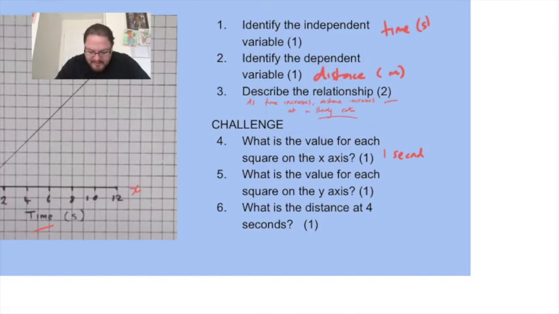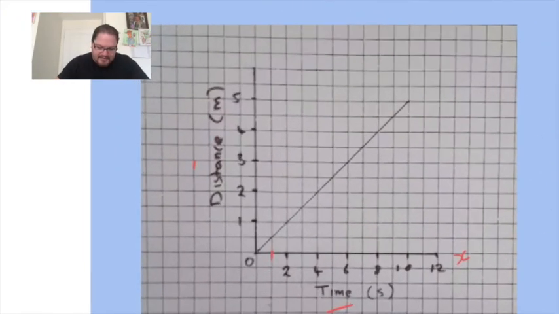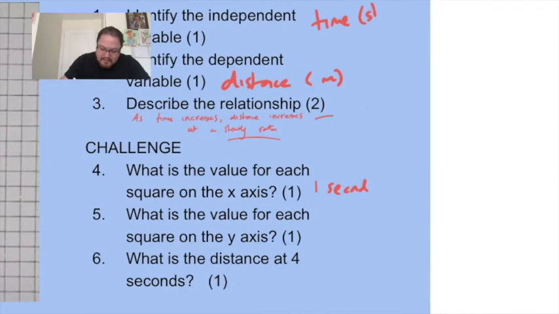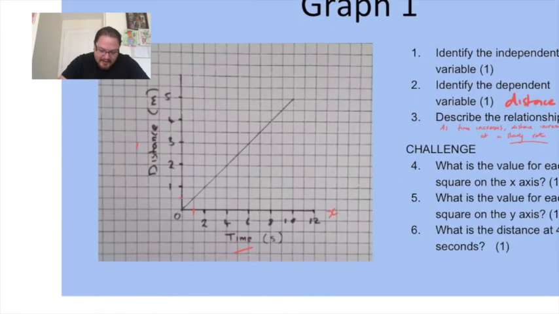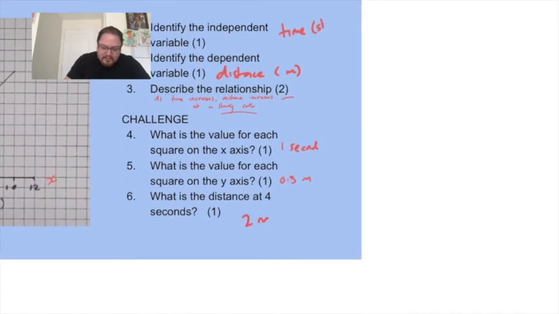What is the value for each square on the y-axis? Well, my y-axis is distance. That's meters. Now it looks to me every 2 squares is 1 here. So every 1 square is going to be 0.5 meters. What is the distance at 4 seconds? How do I do that? Well, let's look at 4 seconds. I draw a line up. What's my distance? Look at that. 2 meters. Brilliant.